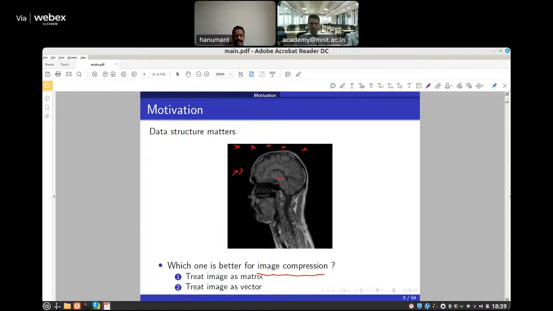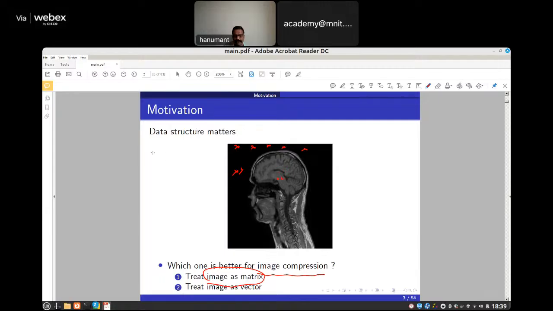We can compress this image, because compression is about sending as much information as possible in very few data points. So that's the idea. We want to do image compression here. Now the question is, how will you treat this data matrix? You will treat it as a matrix.